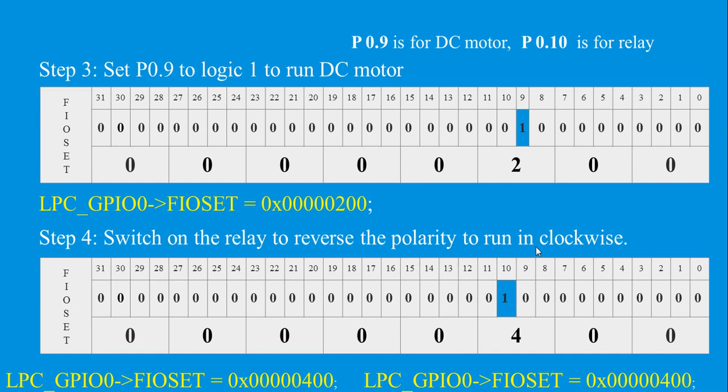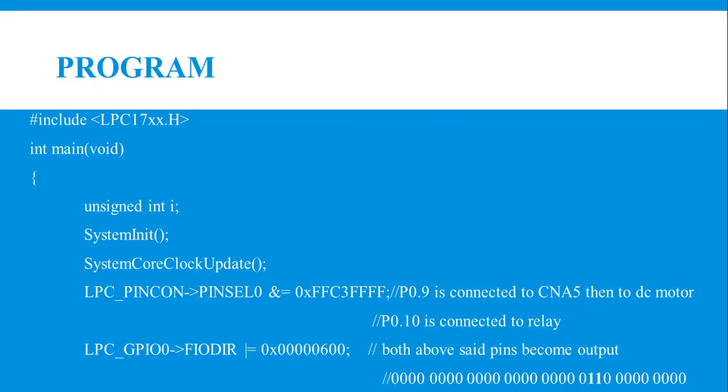Similarly, the relay can be controlled by setting or clearing the value corresponding to the 10th pin. So either you can use the FIOSET register or the FIOCLR register. By using the FIOSET register you can send logic 1, and by using the FIOCLR register you can send logic 0. In turn you are going to control the relay, and in turn you are going to control the direction of the motor. So this is about the program.